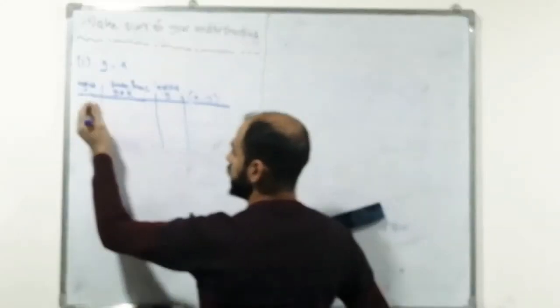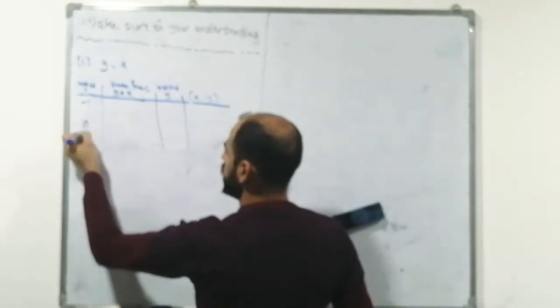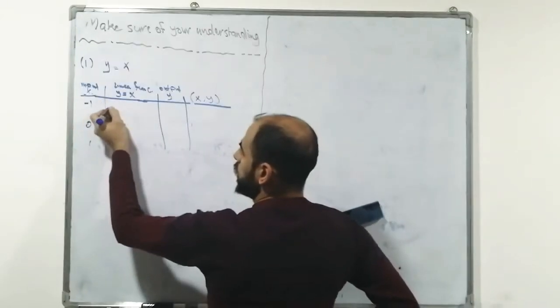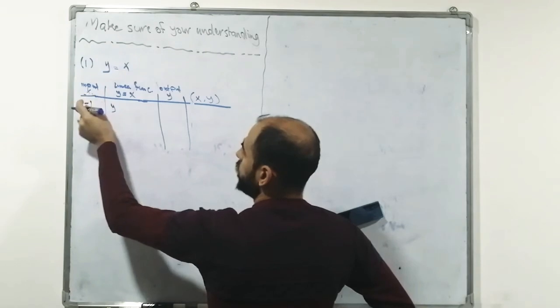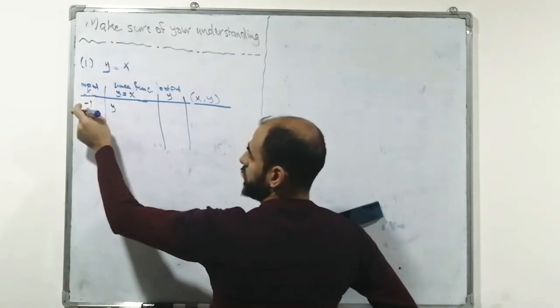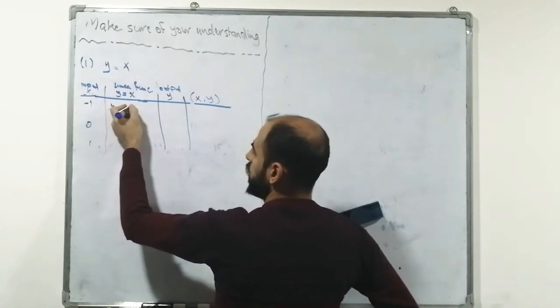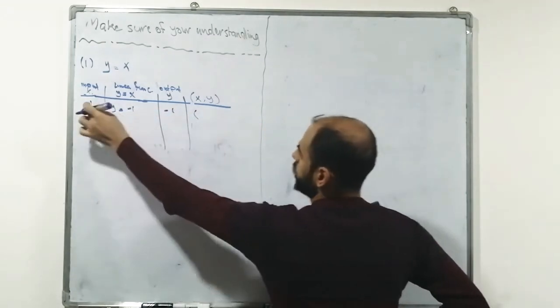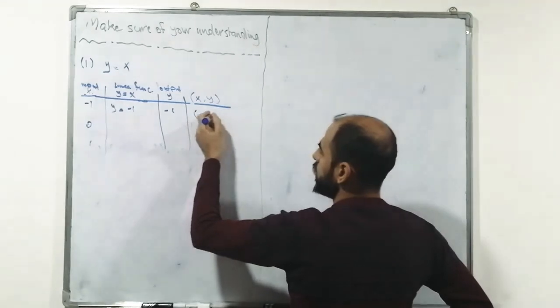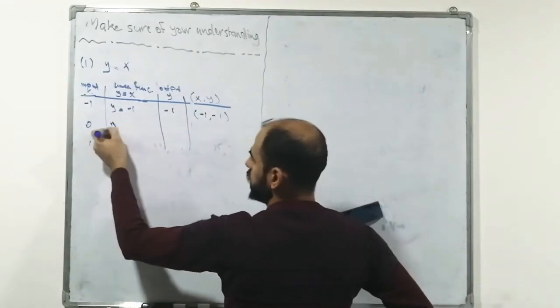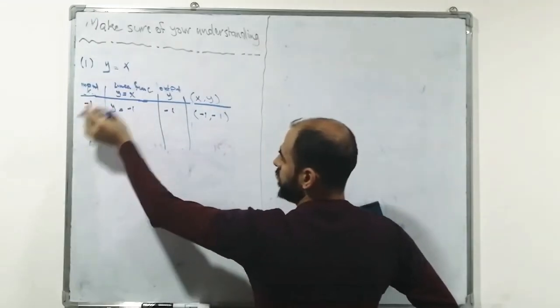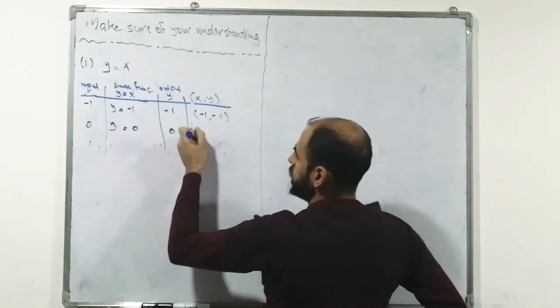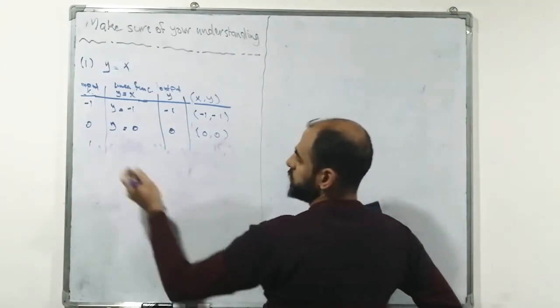Now we take a negative, 0, and a positive value. Now substitute instead of x, first, minus 1. So y equals minus 1, then the output is minus 1. The first order pair x and y is minus 1 with minus 1. The second one is 0. So substitute the value of x, 0, then the second order pair is 0, 0.